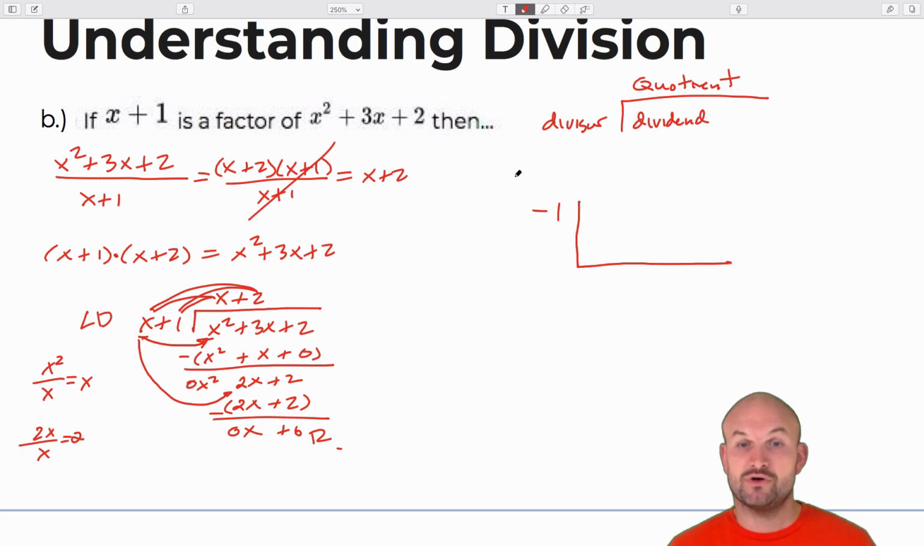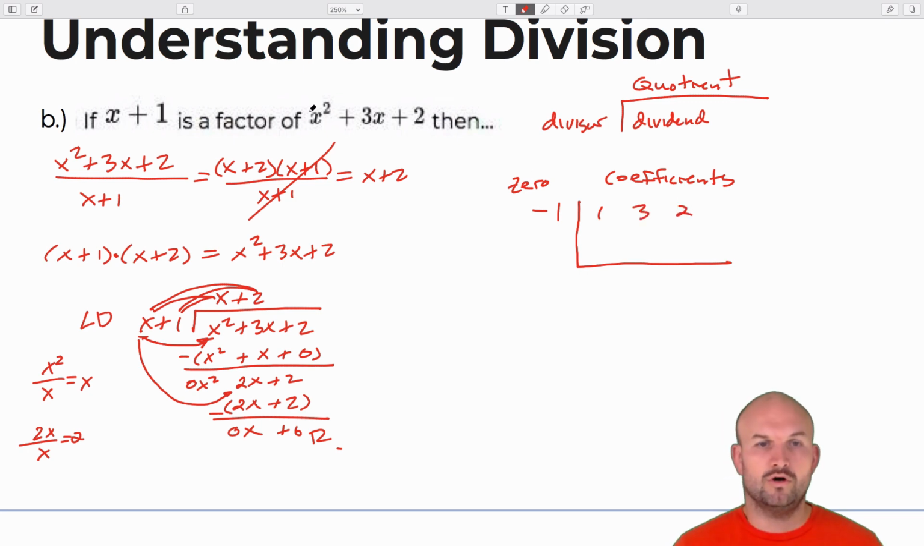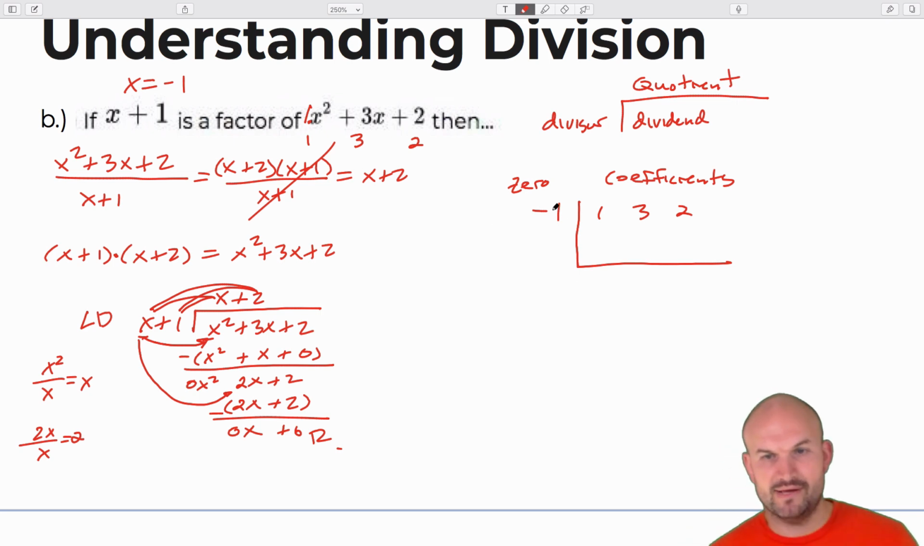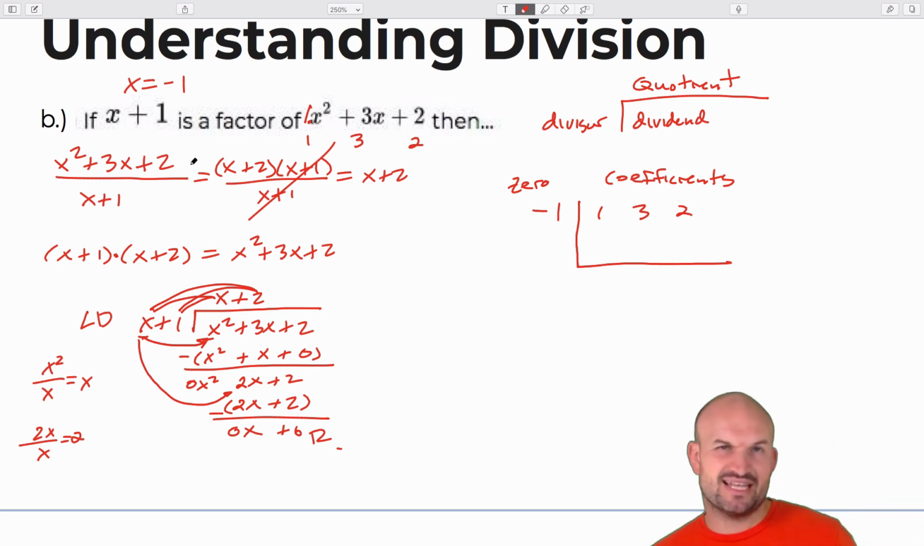So you're going to take the 0, and then you're going to take the coefficients of the dividend. The coefficients of the dividend are 1, 3, 2. Hopefully you see where the 1, 3, and 2 come from. So you take the factor. The 0 would be -1. So you can see where I got the 0. I basically set the factor equal to 0.